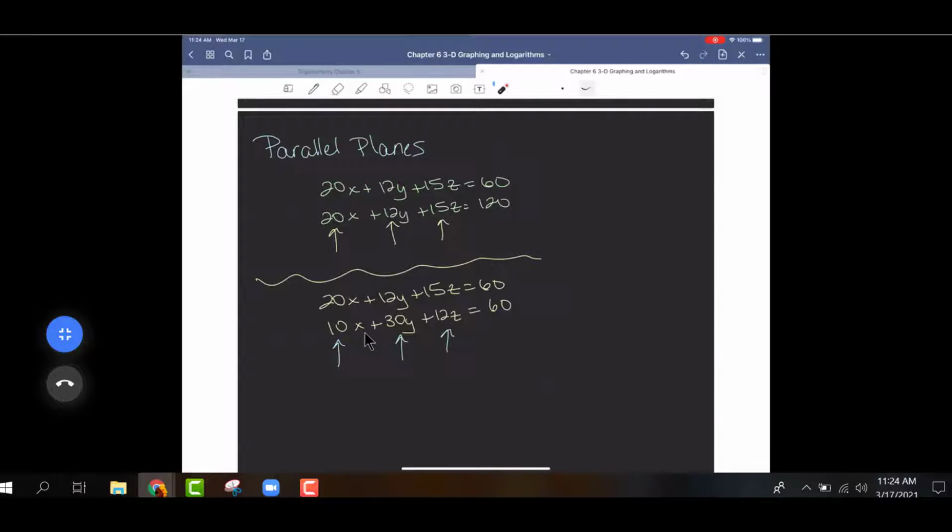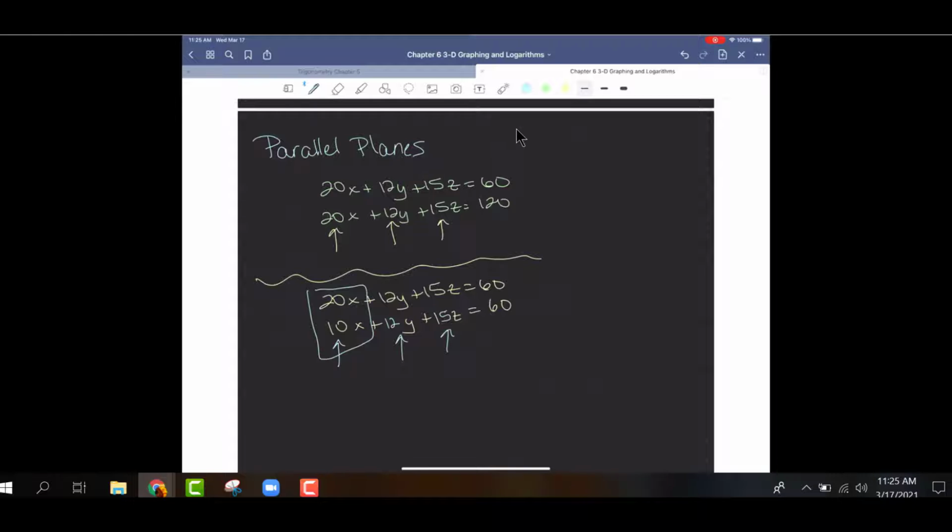Like if I were to change, oops, that's not my eraser. If I were to change this guy and this guy, if I were to change this back to that 12 and that 15, do you think they're going to be parallel? No, because my x's are different, right? So it only takes one of those to be different, and if any one of those are different from the other, then they're not going to be parallel, right?